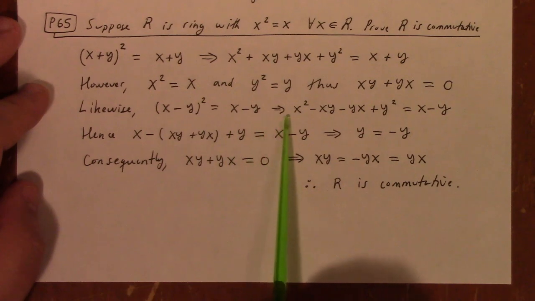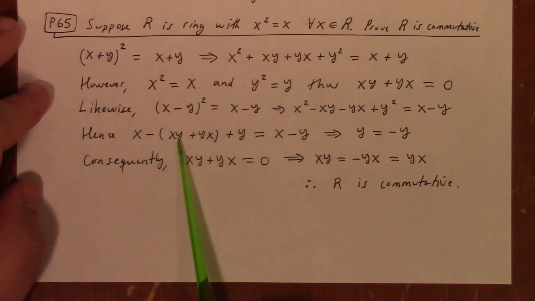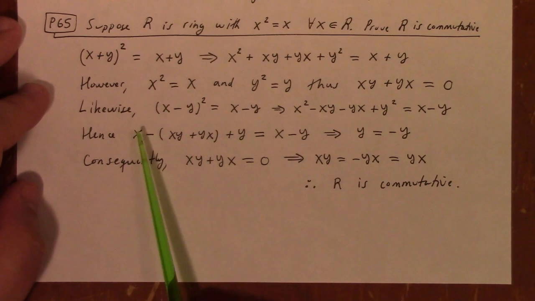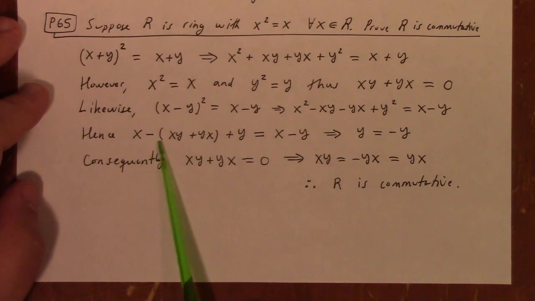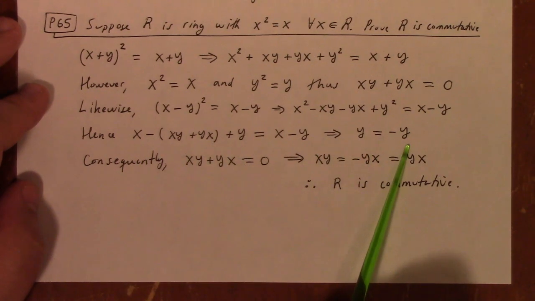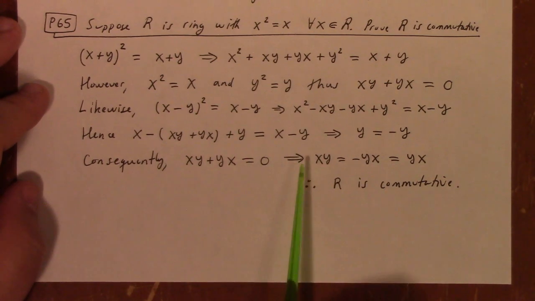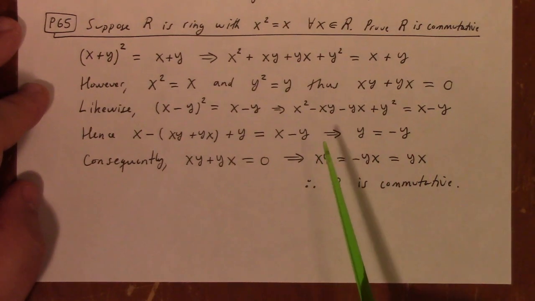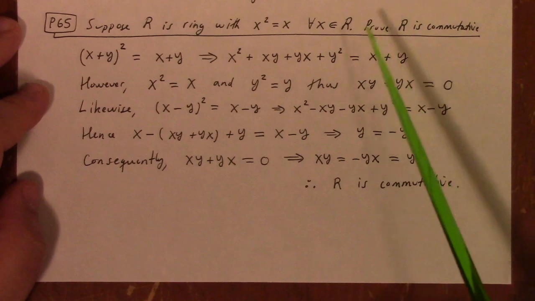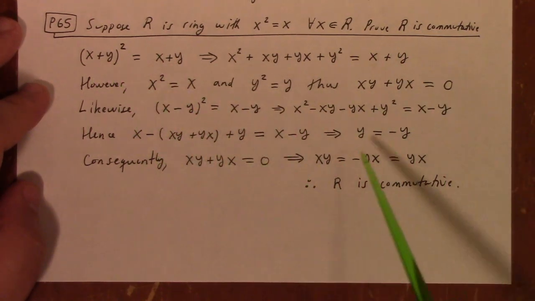I do that, and that yields x minus this plus y is equal to 0, which then, canceling the x, and this is 0 by our work in the previous step, implies that y is equal to minus y. Oh, well, if y is equal to minus y, then we're done. Because xy plus yx equal to 0 means xy is equal to minus yx. But hey, that's equal to yx. So there you go. I've just shown you that if we pick any two arbitrary elements in the ring, by this algebra, it follows that xy is equal to yx.